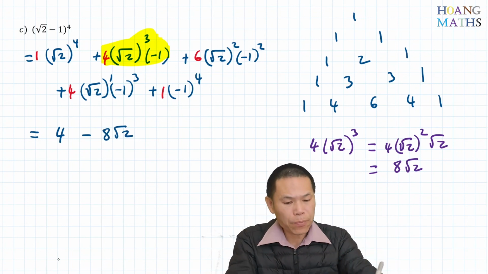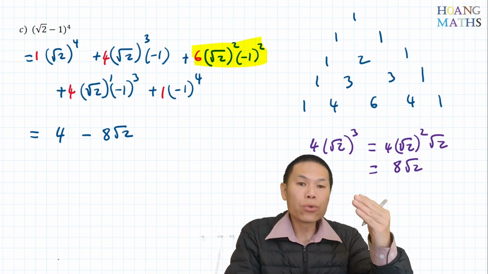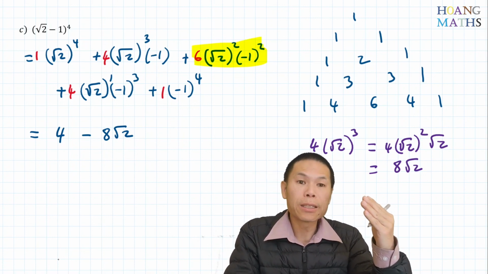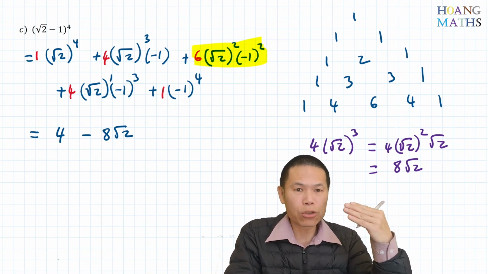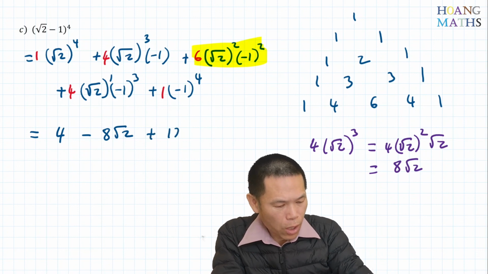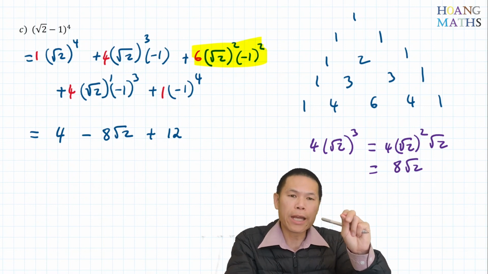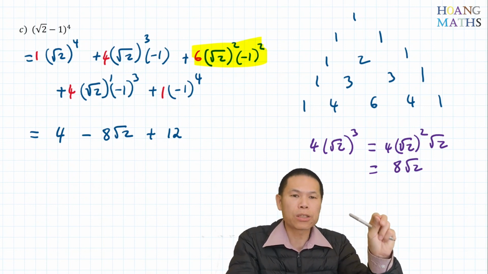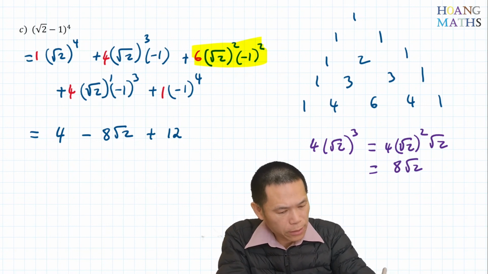And the next term is this. Square root 2 squared is 2, and 2 times 6 is 12. And because negative 1 to the power 2 is positive, we plus 12. So the pattern goes like this: we start with positive and negative, positive, negative, positive, negative, if you like.